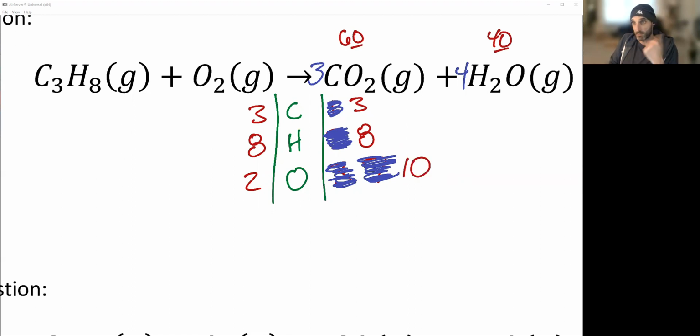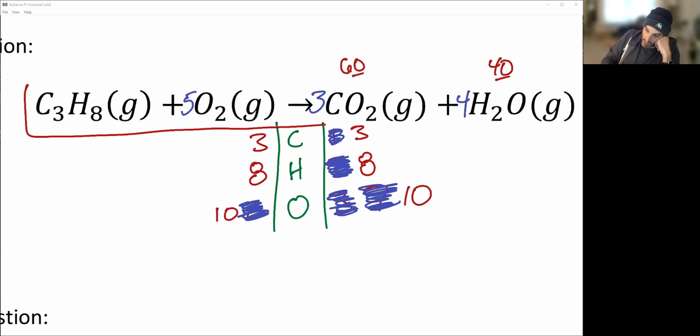And let's start from the top. Still 3 carbons, still 8 hydrogens. And now the last thing, 2 oxygens on the left, 10 on the right. So very simply, I'm going to put a 5 in front. That's only going to change my oxygens. 5 times 2 gives me 10 oxygens. This checks out. Everything is balanced.